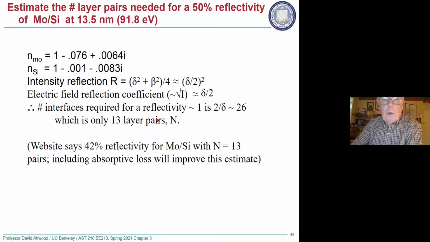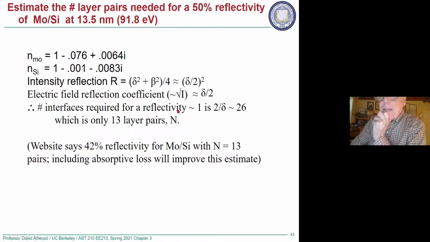So what I then said was, if the reflectivity of the electric field from a single layer is roughly delta over 2, then how many interfaces do I need in order to get a reflectivity of order 1? This is where I might have said a half. That would mean just flipping this, so it would be like 2 over delta. So this is saying that you would need about 26 interfaces. The intensity reflectivity was one thing, but for the electric field, it doesn't take as many.